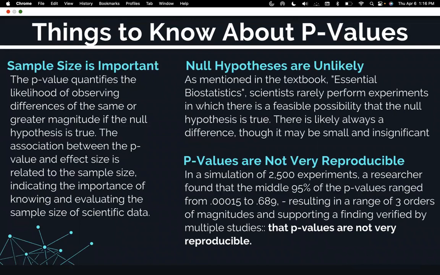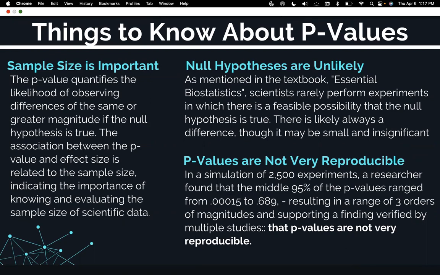And then a few things to note about p-values. The first being sample size is important. As we mentioned, the p-value quantifies the likelihood of observing differences of the same or greater magnitude given the assumption that the null hypothesis is true. And the association between the p-value and effect size has a relationship with the sample size. And so that's why it's important that when we're reviewing and evaluating or when we're creating data, that we're differentiating between the sample size and the p-value and understanding what that difference is.